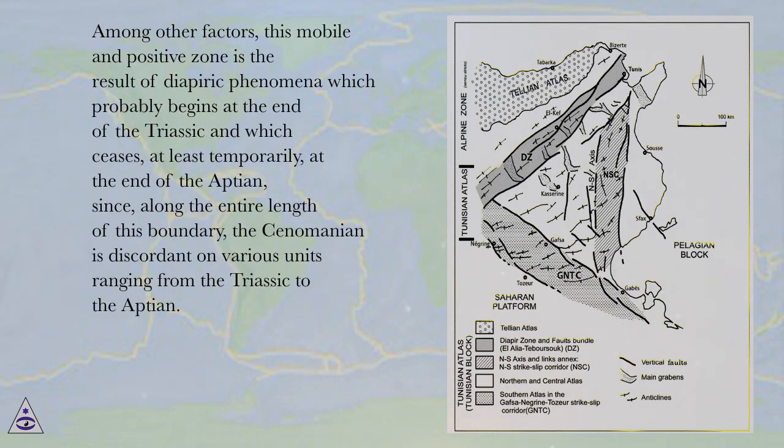Among other factors, this mobile and positive zone is the result of diapiric phenomena which probably begins at the end of the Triassic and which ceases, at least temporarily, at the end of the Aptian, since, along the entire length of this boundary, the Cenomanian is discordant on various units ranging from the Triassic to the Aptian.